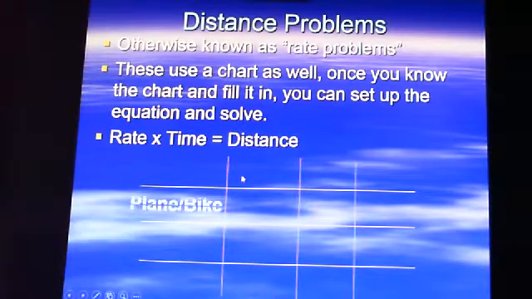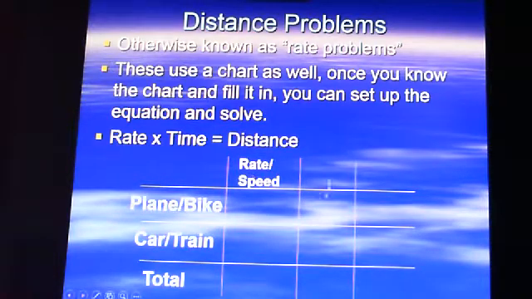And this is what our chart looks like every single time. Have a plane or a bike or some sort of mode of transportation there and some sort of mode of transportation there. It doesn't matter what they are, your problem will dictate that. And your total at the bottom. Across the top you have your rate or speed, because that's the same thing, and then you have time, and then at the end you have distance. That's what your chart looks like every single time. It looks like you're drawing tic-tac-toe problems, but you're not. It's doing math, I promise.